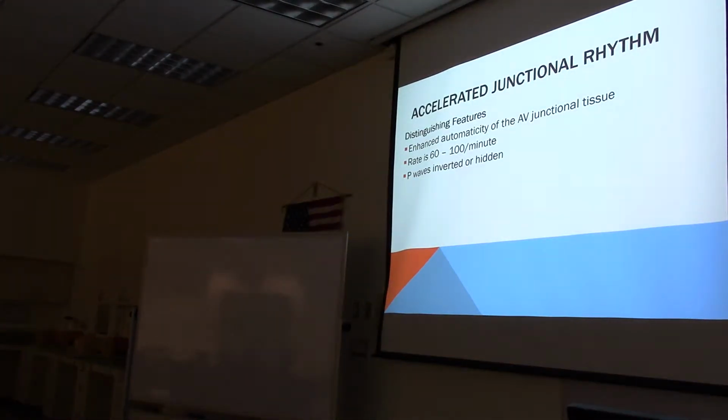Then the rate can speed up, so it can start with the AV node, but it can be faster. It's called accelerated junctional rhythm. The rate will be 60 to 100 per minute. Somehow this occurs because there's enhanced automaticity. Don't you love that? What's enhancing the AV node to start impulses faster than is normal? I don't know. So you'll see a rate between 60 and 100. Again, your P waves will be inverted or you won't see them.